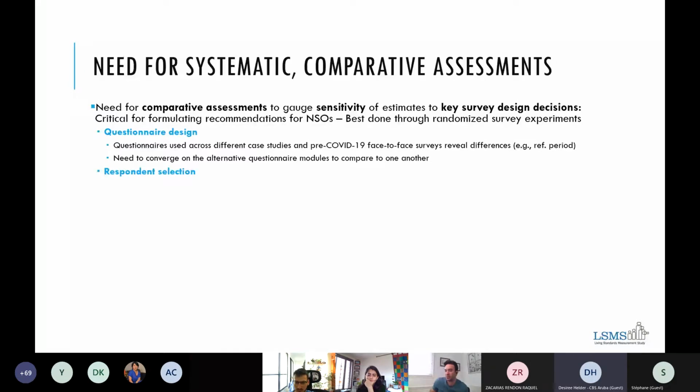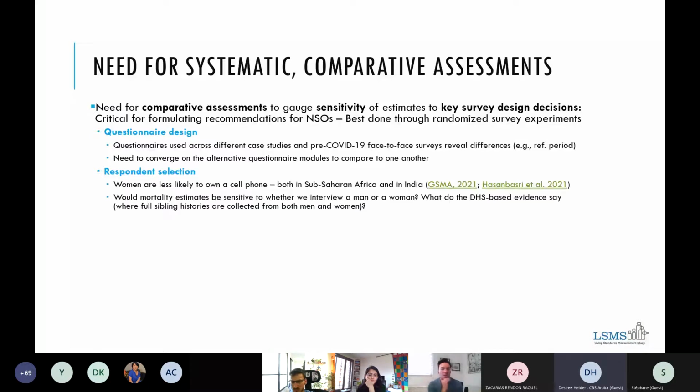And finally, I want to say a few words about respondent selection. I saw some comments on this as well, so we may already be speaking the same language with at least some of the participants. We all know that on a global scale, women are less likely to own a cell phone, especially in low and middle income countries, both in sub-Saharan Africa as well as in India, which are the subject of the studies that were presented today.